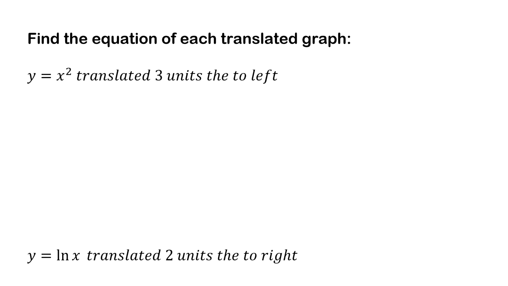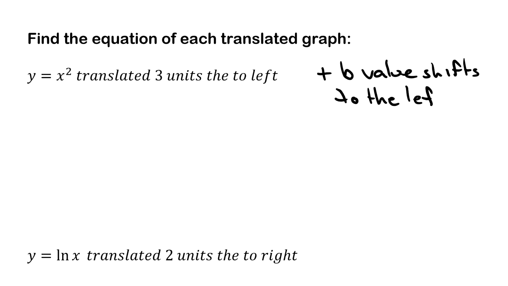Find the equation of each translated graph. We're starting with a parabola y equals x squared, which is being translated 3 units to the left. Remember, if it is going to the left, we have positive b values. Therefore, y equals (x + 3) squared.